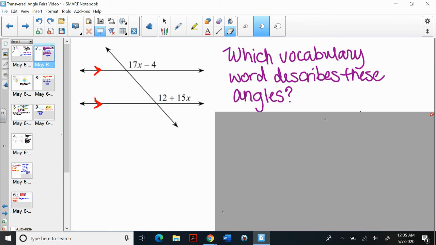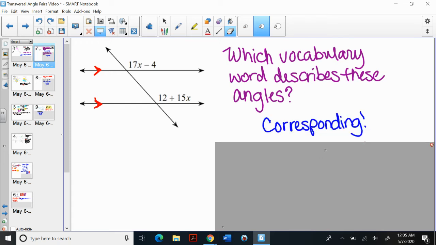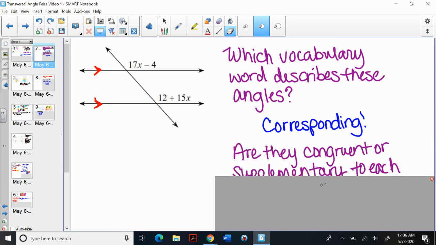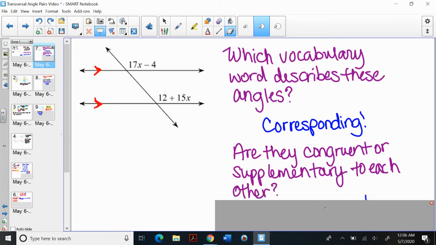All right, it's time to kick this up a notch. Let's have some fun. We've got some expressions here. We get to solve some equations. Got to knock out the basics first, though. So what vocabulary word would describe these angles that are labeled with the expressions? Good. Those are corresponding. Okay, my next question is, because this is going to help us set up our equation, are they congruent to each other, or are they supplementary to each other, or maybe they just don't have any relationship at all? What do you think?